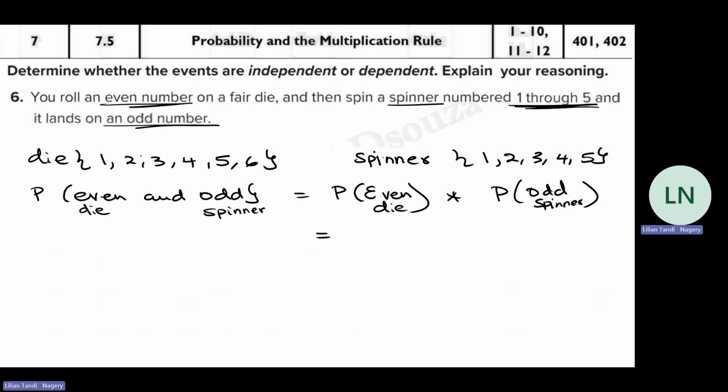Who are my even numbers? 2, 4, 6. So that will be 3 out of 6. Who are my odd numbers? 1, 3, 5. So that will be 3 out of 5. That should be 9 out of 30. Okay? And then you simplify.